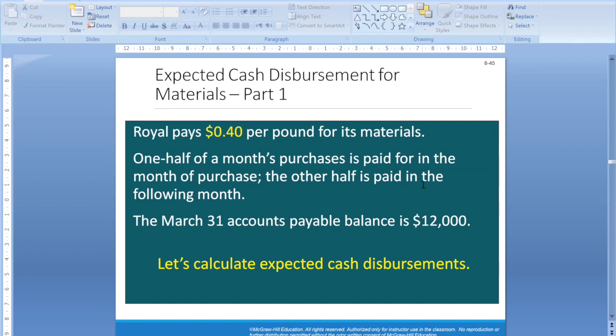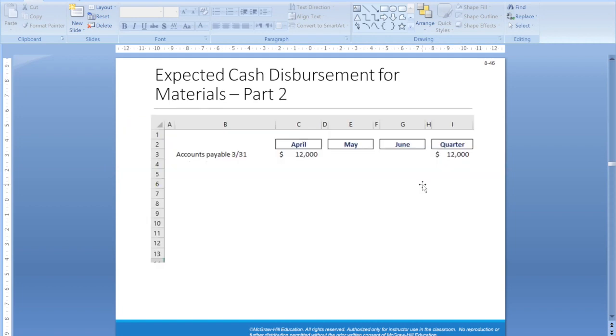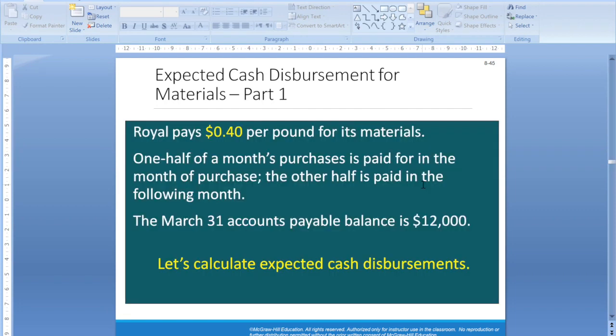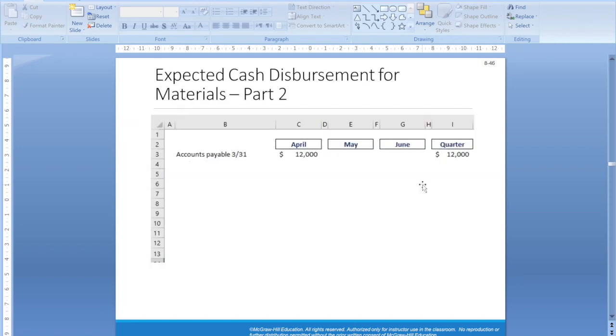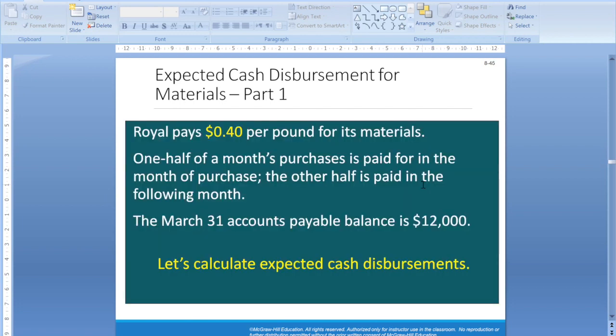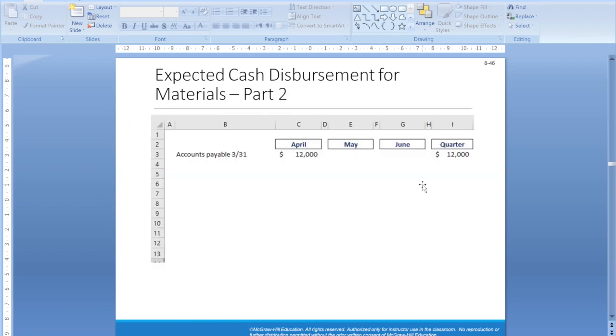Let's calculate the expected cash disbursements. Again, the expected cash disbursements for materials will start with the what? With the beginning balance for the accounts payable, which is related to the last month. So 12,000 will be paid in April, which represent the 50% or the second half of our account in March. So accounts payable 31st of March will be paid in April. This is the first thing.